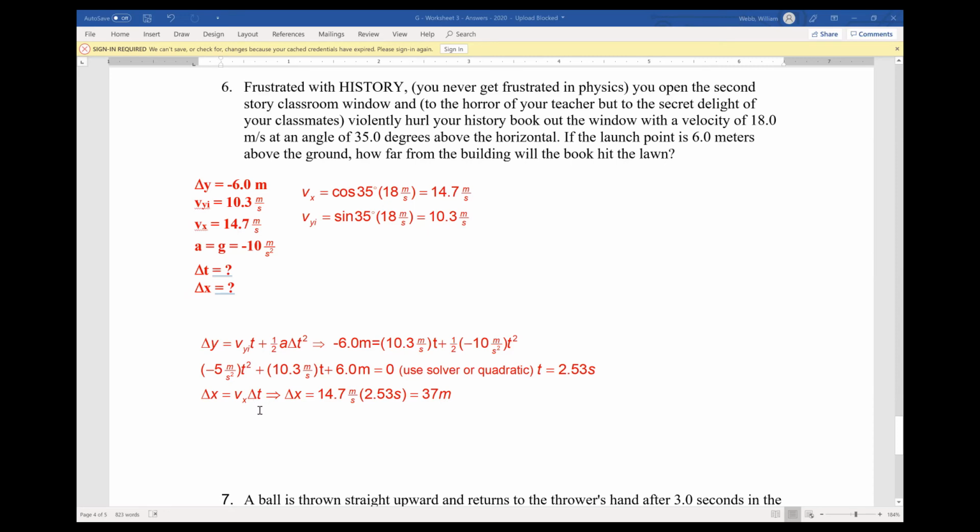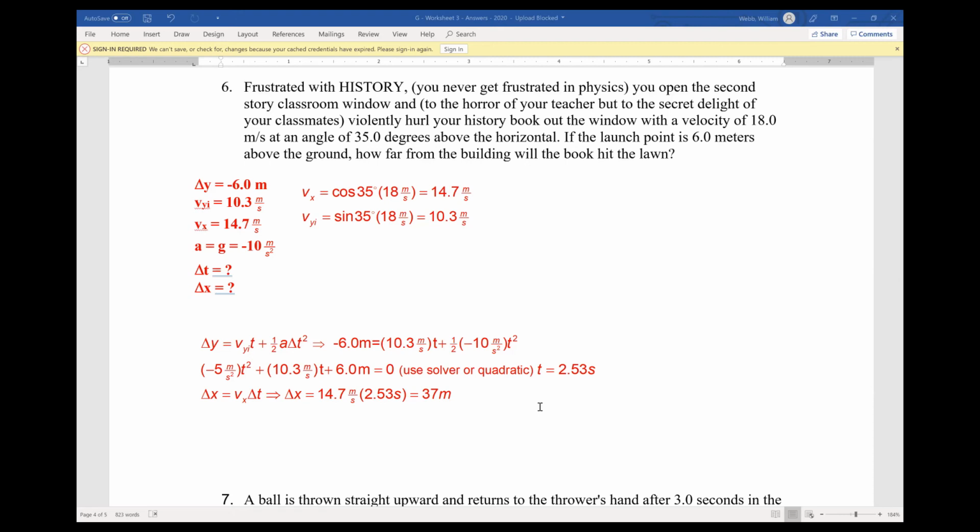The 1/2 AT squared doesn't matter because there is no acceleration for horizontal movement in this case since we're ignoring air resistance. So the displacement will be the 14.7 meters per second, which we found up here using trig as the horizontal component to the velocity, and the 2.53 seconds that we just found using the second kinematics equation. And multiplying those, we would find a horizontal displacement of 37 meters.